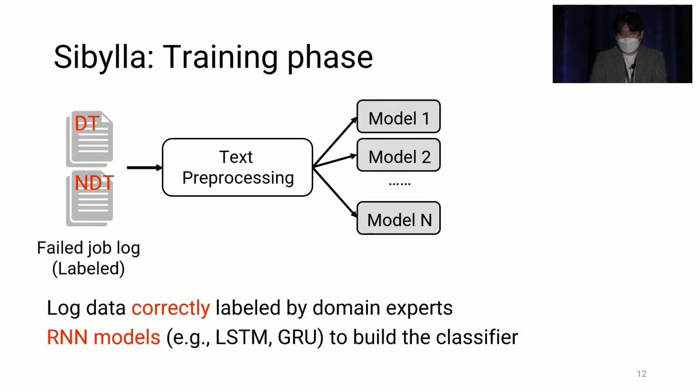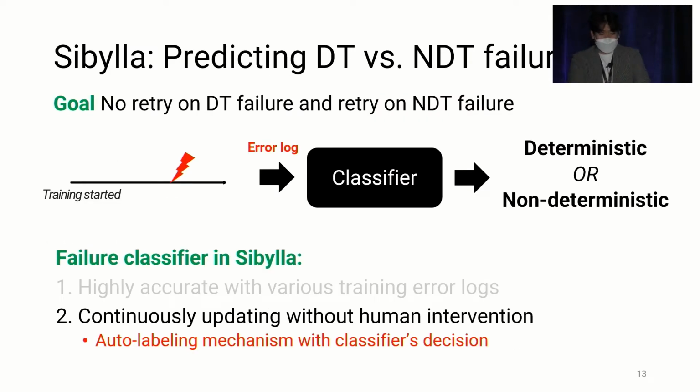We plug in two RNN models, LSTM and GRU, that are specialized in processing sequence data. We also made it so that Sibylla can plug in more models, so that it can keep up with the changes of DL models. Now, I will explain the second part of Sibylla, how to update the classifier without human intervention.